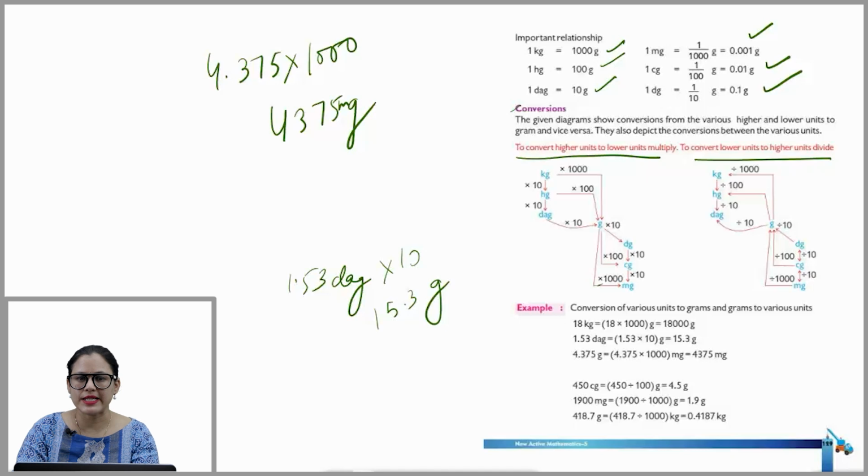Next is 450 centigram. We have to convert this into gram. So, this is centigram, you have to convert into gram. See this, we will divide this by 100. Now 1900 mg, that is milligram, you have to convert into gram. So this is milligram and you have to convert it into gram. So we will divide this by 1000.